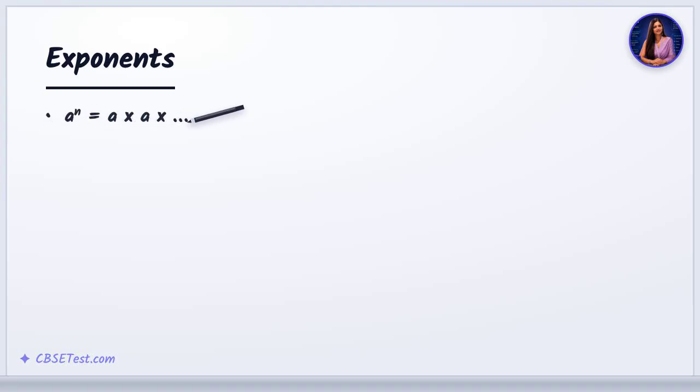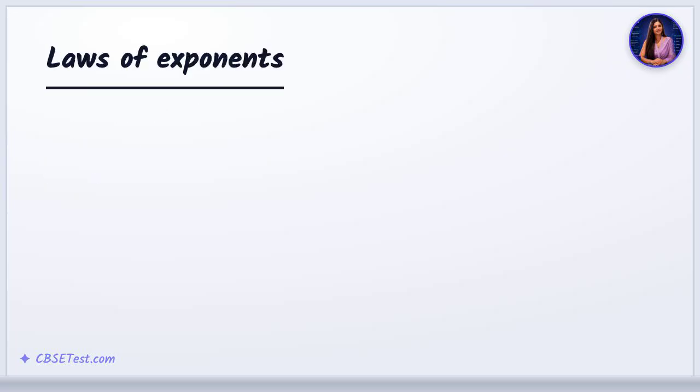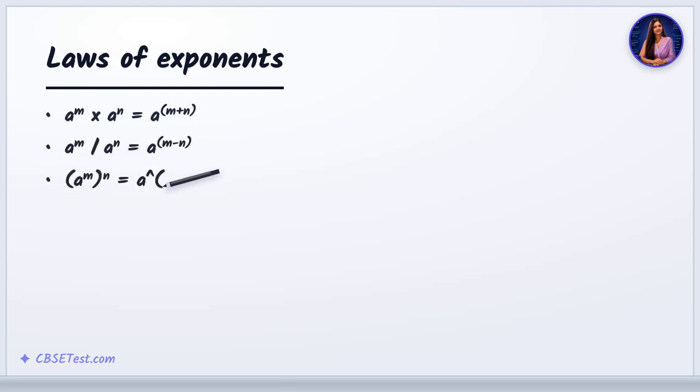An exponent tells how many times to multiply the base by itself. So 2 to the 5th is 2 multiplied 5 times, which is 32. The laws make powers easy: to multiply, add the exponents; to divide, subtract. A power of a power multiplies them, and anything to the power 0 is 1.